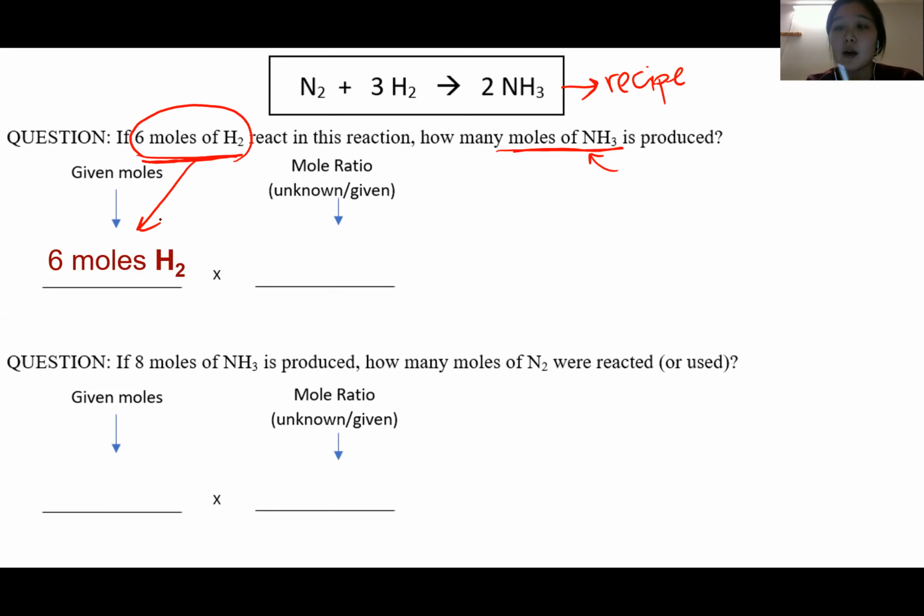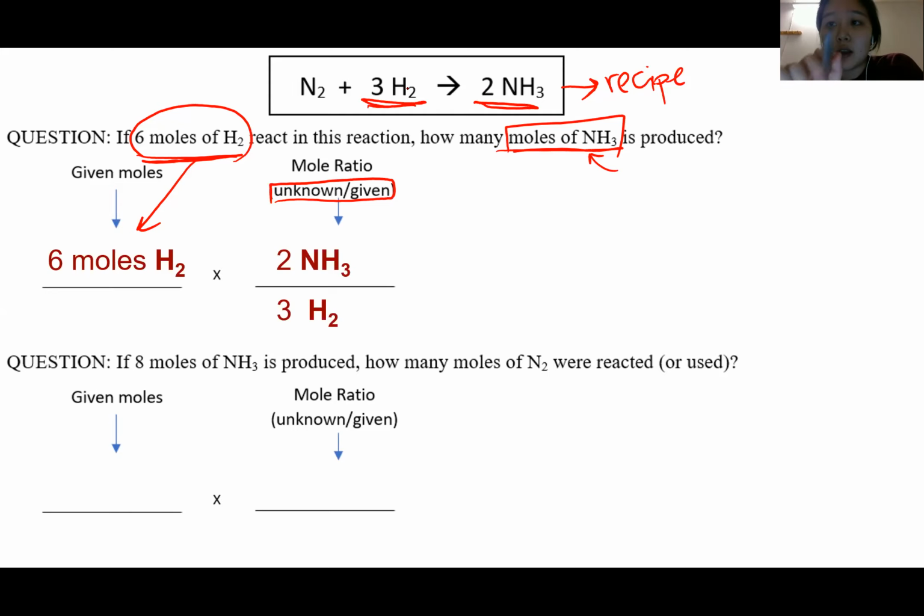We know that we're starting with 6 moles of H2, and we're trying to figure out how many moles of NH3 is produced. So just what I have here, this is going to be the mole ratio. You're going to put the unknown, so we don't know what the moles of NH3 is, right? So we're going to put 2 NH3 over 3 H2, because that's what the recipe calls for, all right?